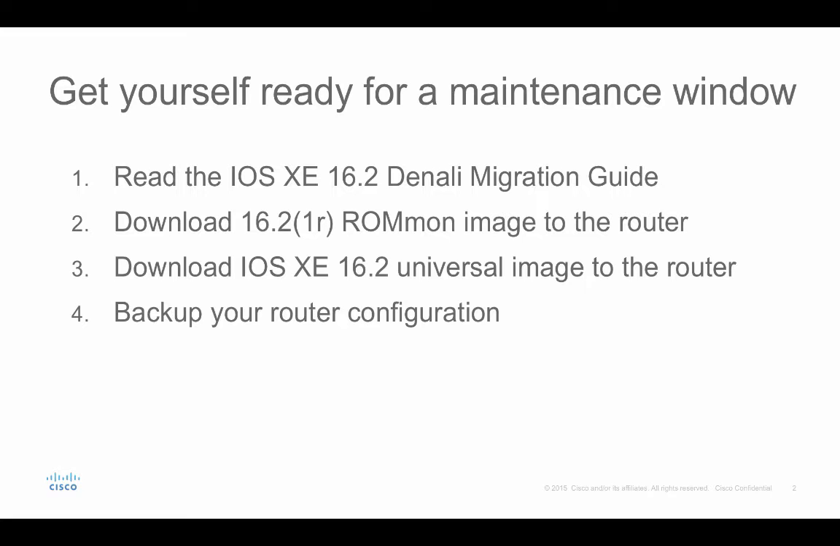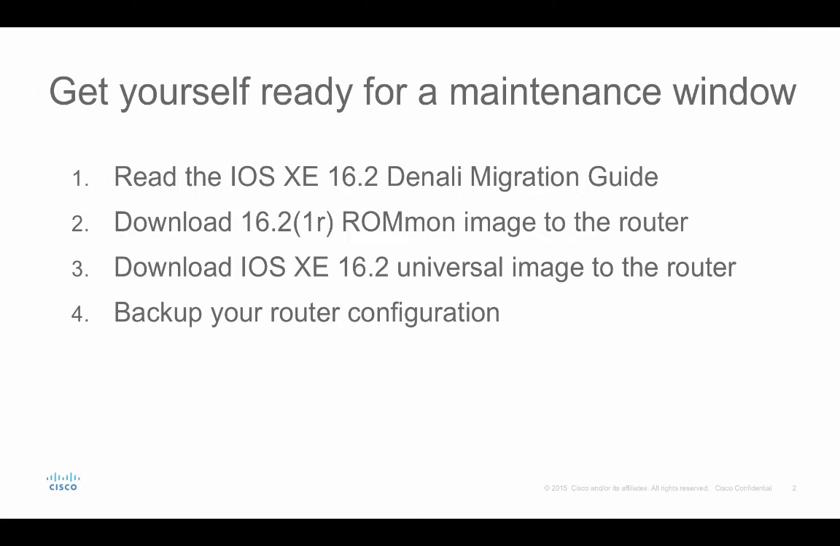The ISSU, in-service software upgrade, is incompatible between 3.x releases and the 16.2 release. In other words, 16.2 is an ISSU break release. Regardless of whether you have hardware redundant platforms or a modular chassis with a single RP2 and a forwarding engine, you need to follow this upgrade procedure.